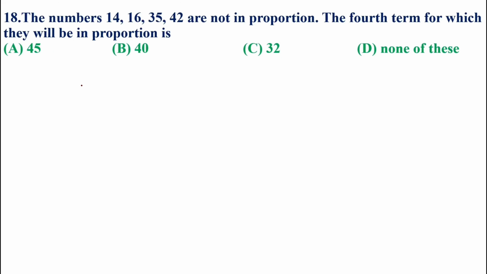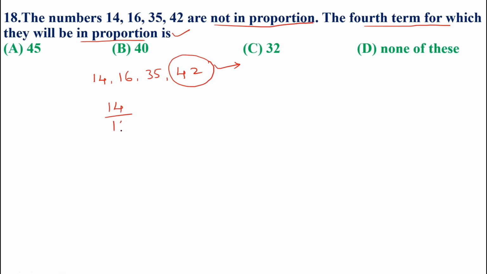The numbers 14, 16, 35, 42 are not in proportion. The fourth term for which they will be in proportion means what I should keep in the fourth term so that these will be in proportion. Proportion means 14 by 16 should be equal to 35 by 42. Now this is not in proportion, so I have to change this 42 so that it will be in proportion.